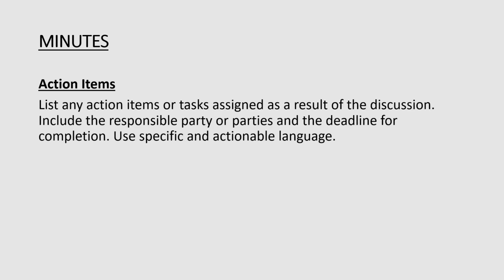Then after that, there is action items. For action items, you have to list any action items or tasks assigned as a result of the discussion. You include the responsible party or parties and the deadline for completion. Use specific and actionable language. So action items is where, after the meeting, you say, this has to be done. That has to be listed in action items, things that need to be done after the meeting.